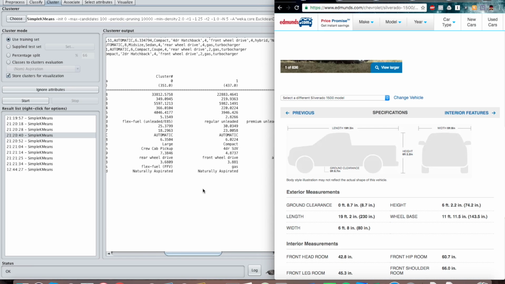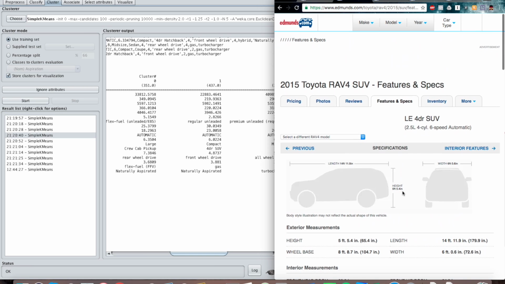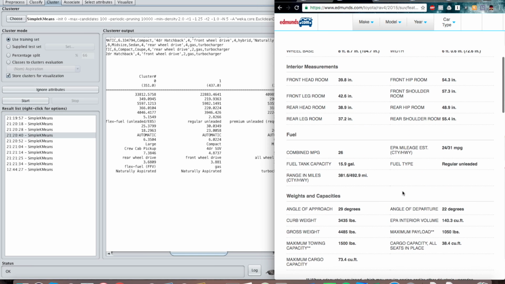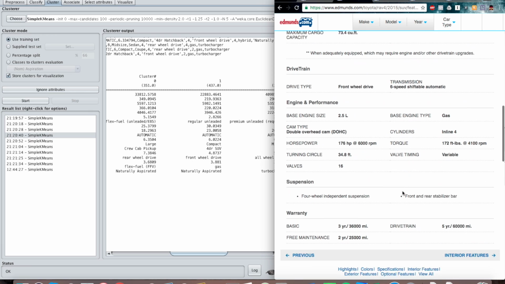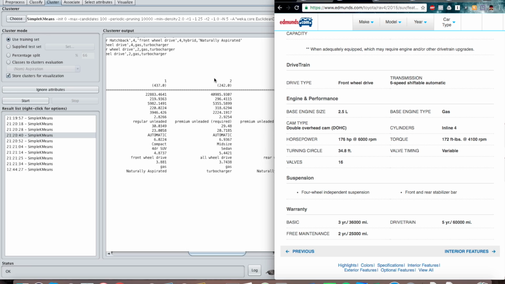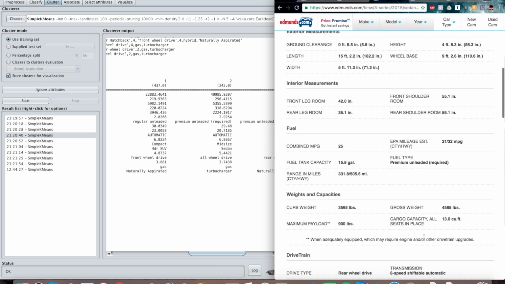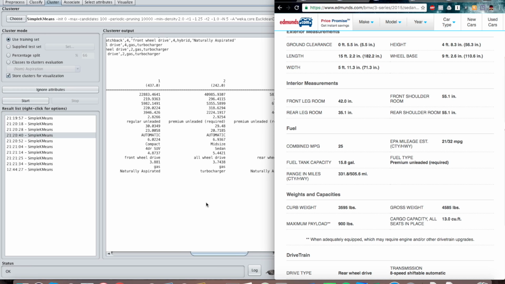Moving on to our second cluster, this would be our compact, lower-end, smaller SUVs. So that is like our Toyota RAV4. Cheap, naturally aspirated, front-wheel drive, low power, lines up really well. Then we have our mid-range sports sedan. So this would be like your BMW 3 Series. That lines up pretty spot on, right around 300 horsepower. Really, really close for our MPG as well.